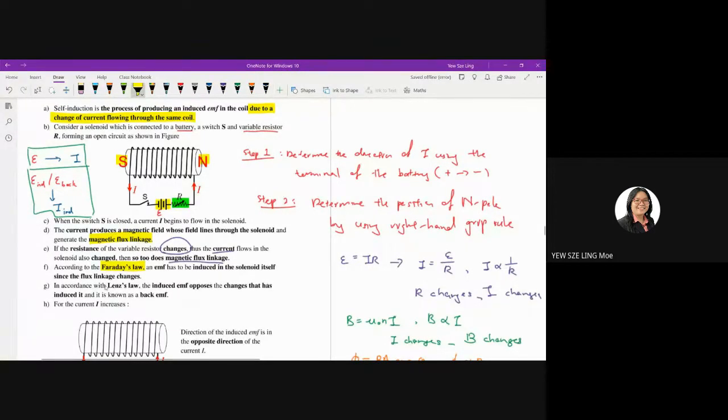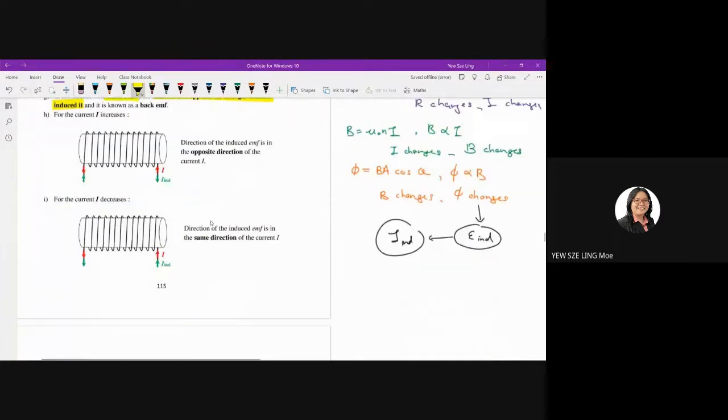So according to Lenz's law, the induced EMF opposes the change that has induced it. Induced EMF opposes the change that has induced it, and it is known as back EMF. So how to determine the direction? Now let us go to the diagram right here.